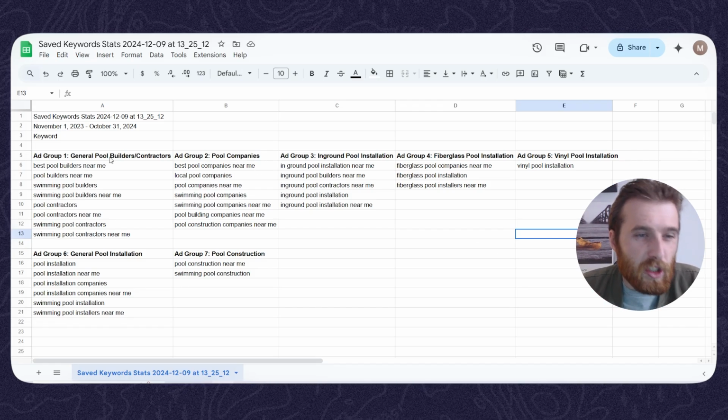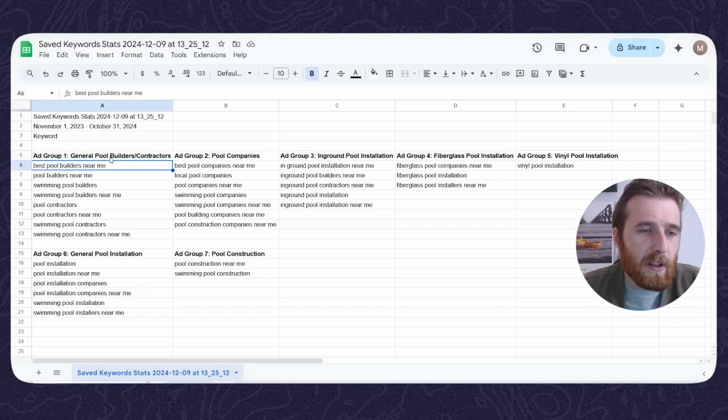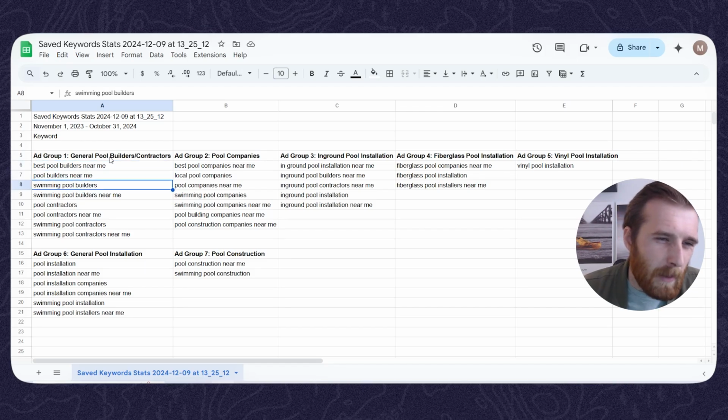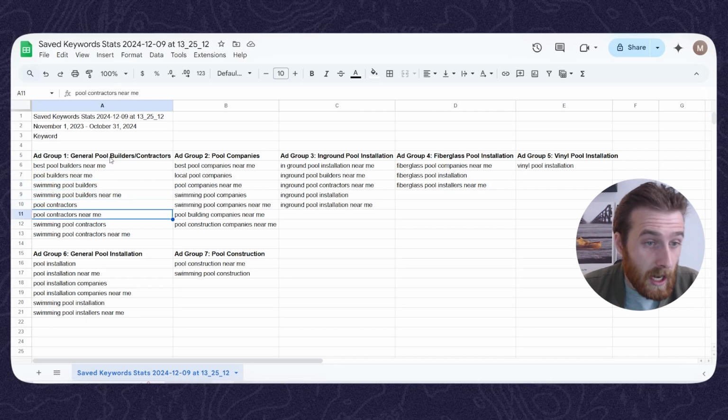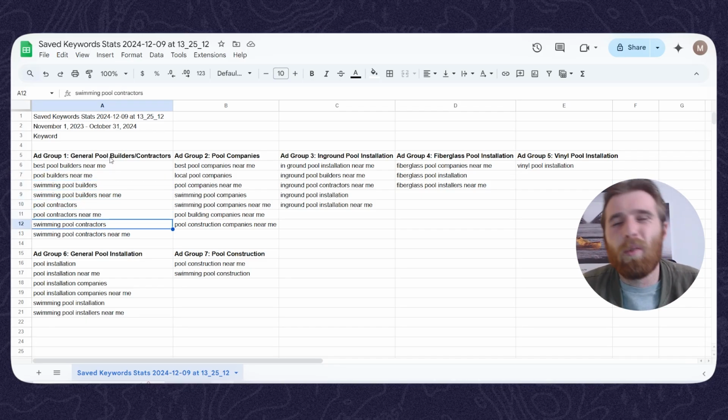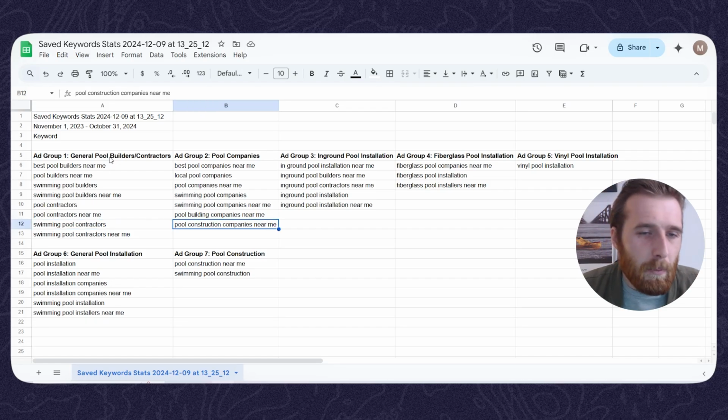The first one is just general pool builders and contractors. This is someone looking for a general pool installation. I think pool installation could have even gone in here, but normally they're mentioning builders or something like that, so that's why I put them in there. Best pool builders near me, swimming pool builders, pool contractors, and swimming pool contractors. All relatively similar, all the same buying intent here.